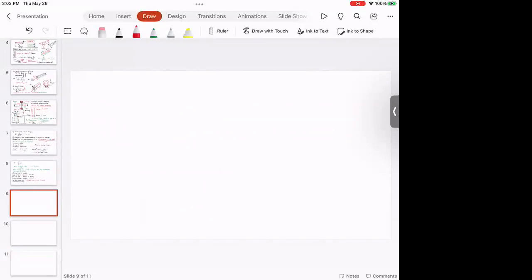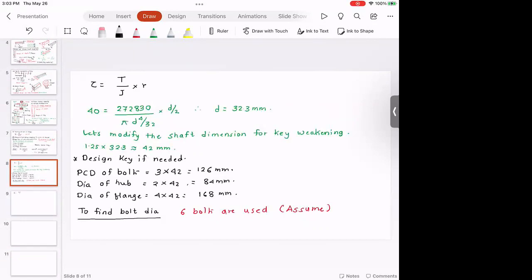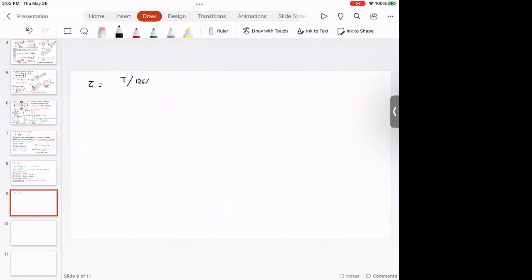So tau bolt is equal to torque divided by the radius, which is 126 divided by 2, divided by 6, pi by 4, DC square. Substitute 40, and T is equal to 272,830. You'll find the value of DC. So quickly tell me, what is the value of DC?